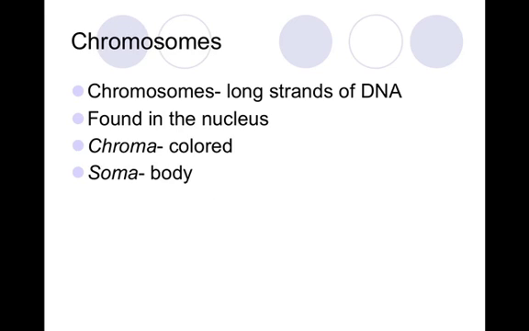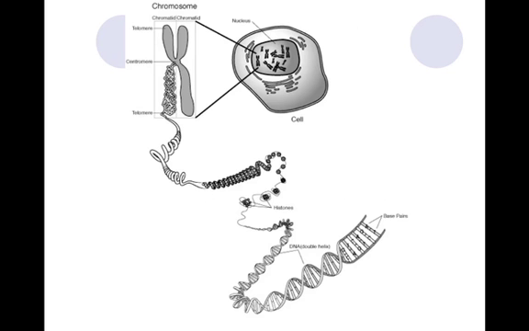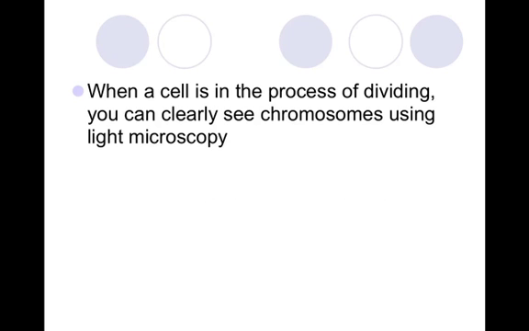Chromosomes are long strands of DNA, and they are found in the nucleus. Remember, back to our prefixes, chroma means color and soma means body. Here's a picture where you can see where everything fits. You have your DNA that goes into your genes, and then they make up part of that chromosome, which is then in the nucleus.